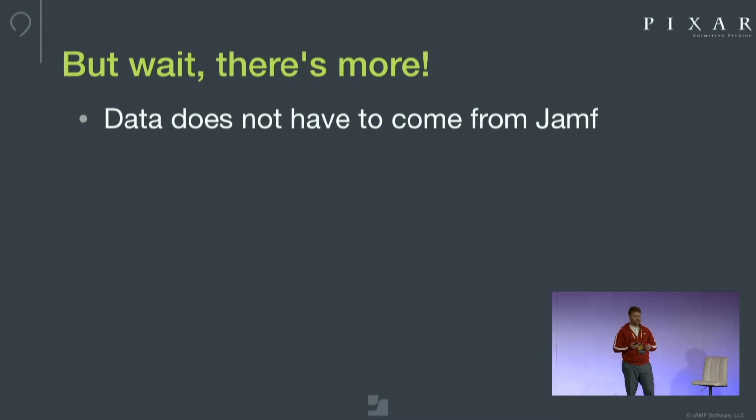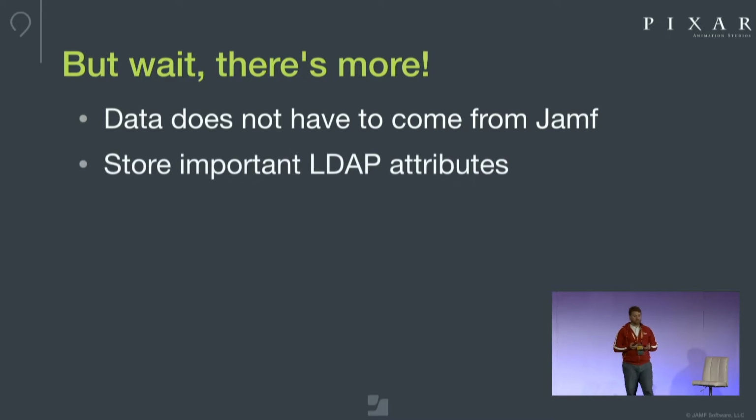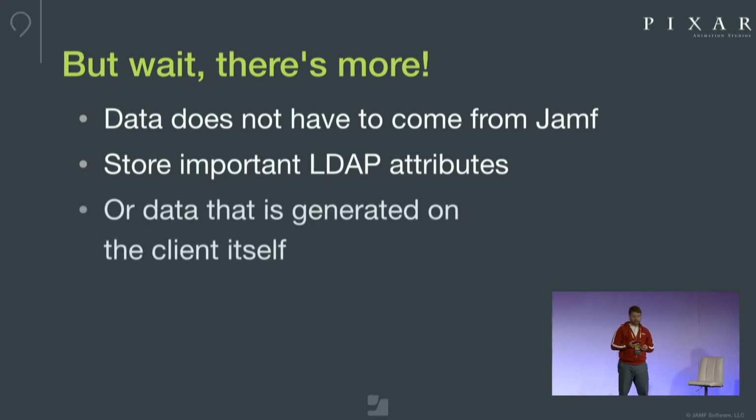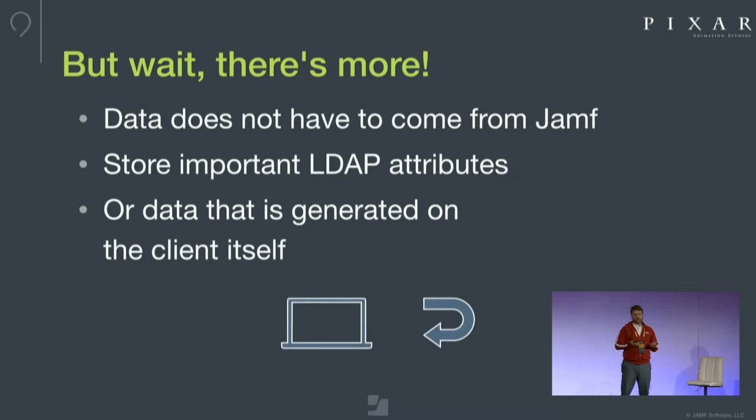And the reason for that is that the data does not have to come from Jamf. It's just data. You could store important LDAP attributes in your host info file, as we do. You could talk to any other identity provider with the API and get information from there. Anywhere you're getting data from, including the computer itself, can store data locally.